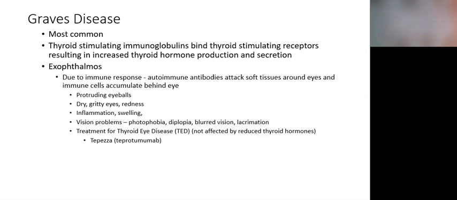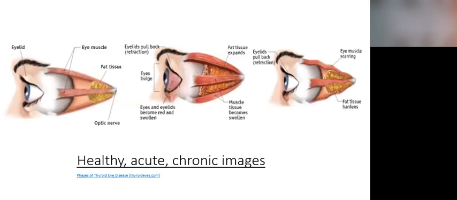Treatment for thyroid eye diseases include Tepezza or teprotumumab, a biologic inhibitor of insulin-like growth factor that can be used to treat thyroid eye disease to decrease the inflammation and bulging. Pronunciation of that is teprotumumab. Here is just a slide that shows exophthalmos.